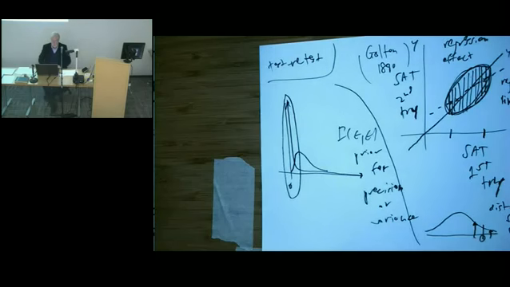So I think I got as far as showing you what happens in WinBugs with the wrong prior, and then I was about to show you what happens with the right prior. So let's go back into WinBugs again and see how that goes.